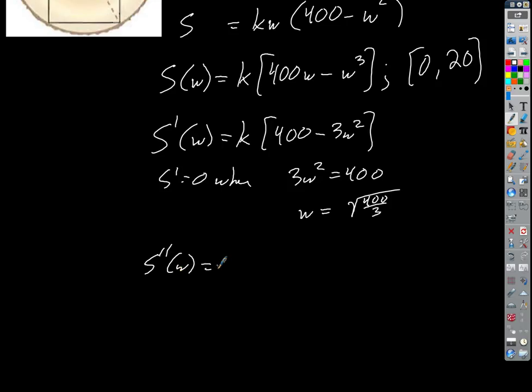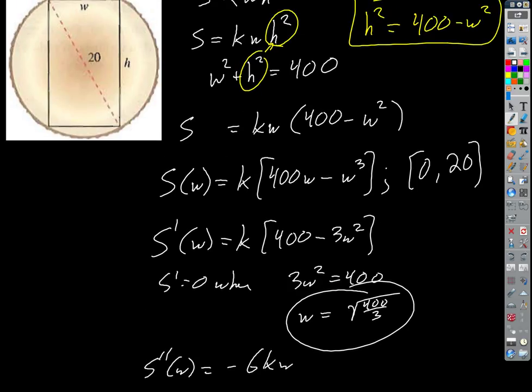And then the second derivative, what are we going to get? Negative 6KW. But the important thing is that our domain includes just positive values, so it's going to be negative everywhere. Good. So that's going to give us the maximum that we want. We can make our table, but we can see what the outcome's going to be. This is the value of W that gives us our maximum strength. So if that's W, what does that make H?